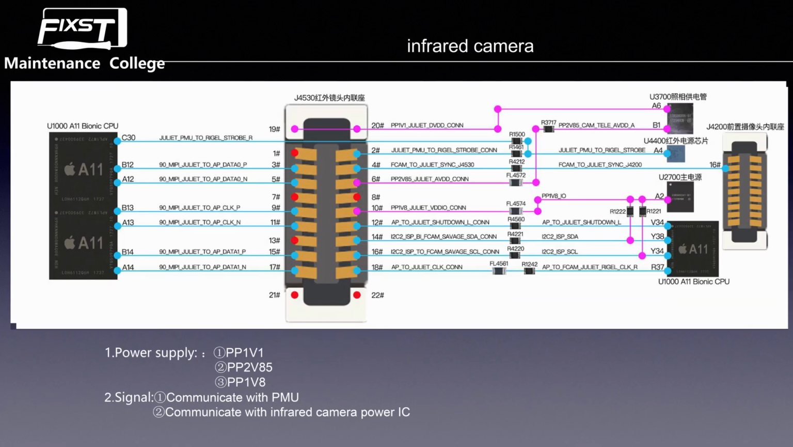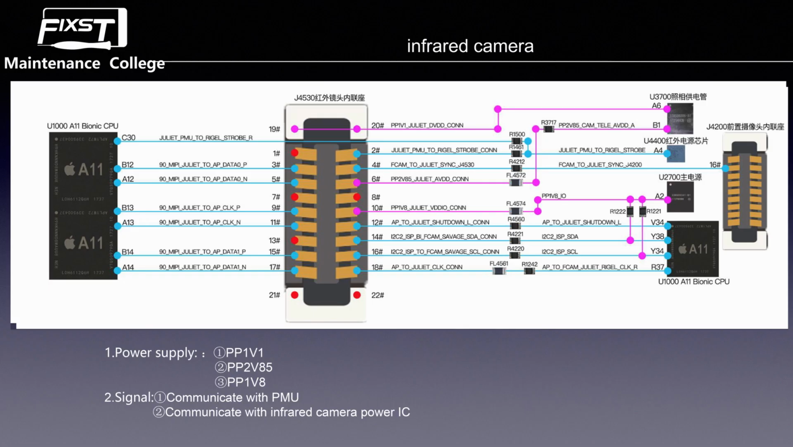Okay, now we see the infrared camera. The infrared camera also has two working conditions: one is power and the second is signal. As you can see on the red line, pins 19 and 20 are the PP1V1 power. This power is from U3700, the camera power IC.